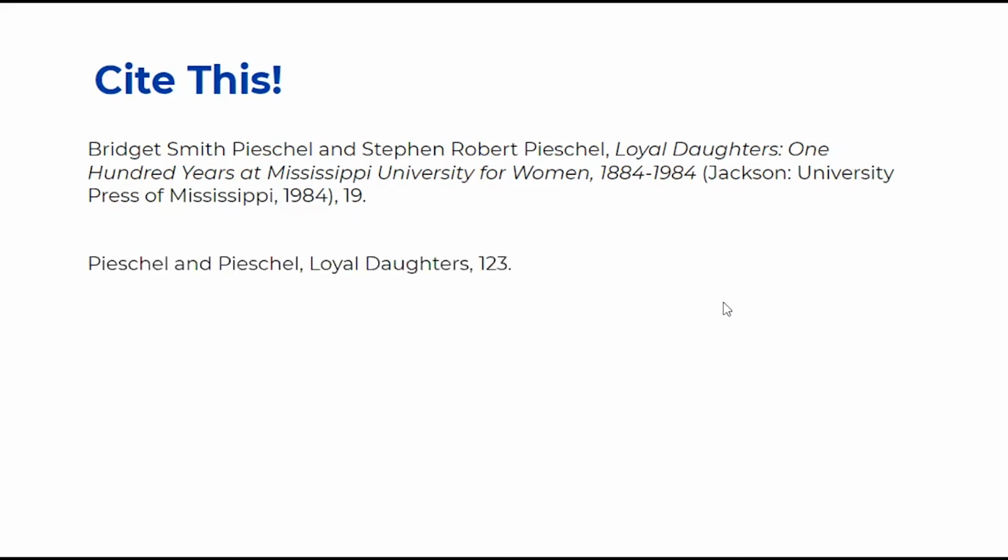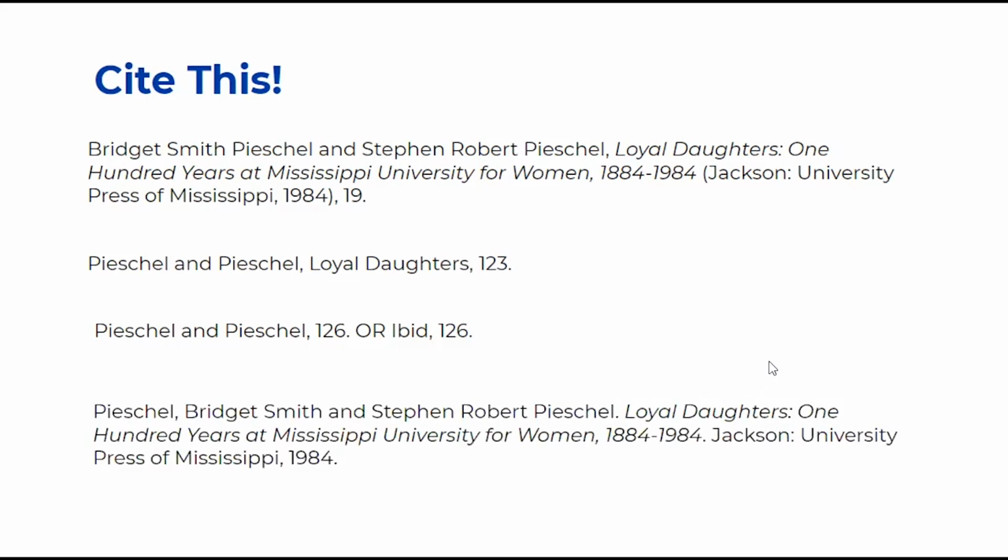If you wanted to do a shortened note, this is one version of how you could do it. It's just their names, Pichelle and Pichelle, Loyal Daughters, that should be in italics, but we're just practicing, and then the page number that was used. In addition, you could also just do Pichelle and Pichelle with the page number, or if you're citing it back to back, you could use Ibid. All of these are acceptable answers for a shortened citation.